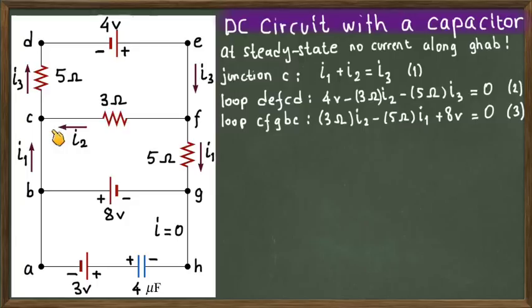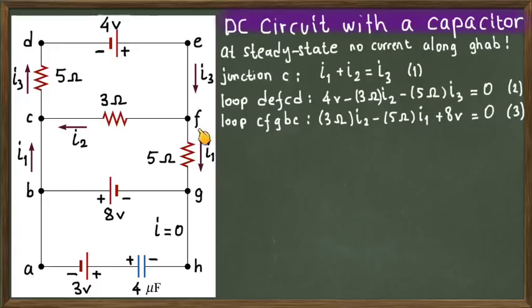Since you are going in the opposite direction when crossing a resistor, the change in potential is plus, not minus, because if you were going in the same direction as the current, the potential would be lowered. But since you are going in the opposite direction, you put this plus value, 3 times I2. So going from point C to F, you increase the potential. Since you are taking a plus value, you're going to a higher potential point.